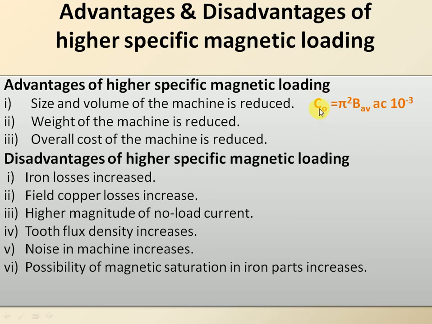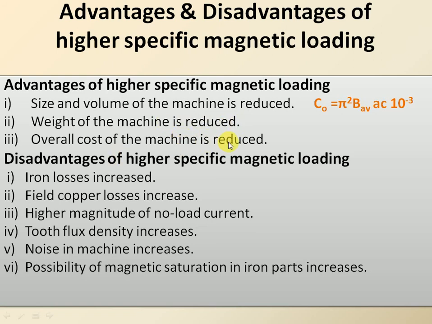As you know from the output equation, the relation for armature power developed is C0 d square L into small n. So if the value of C0 is large, then definitely the value of d square L, which is actually indicating the equivalent volume of the DC machine, can be reduced for a particular armature power developed. So that is the very first advantage, that is, size and volume of the machine is reduced. Due to this, the weight of the machine and the overall cost of the machine also can be reduced.